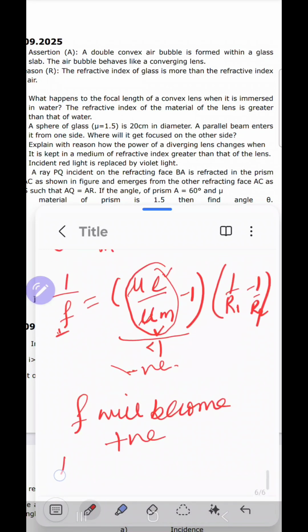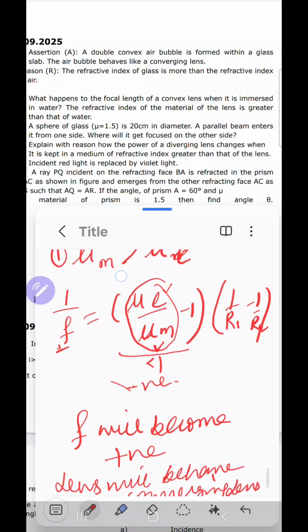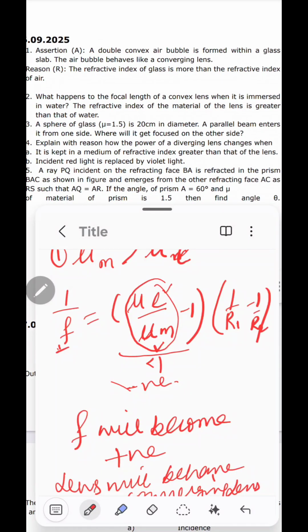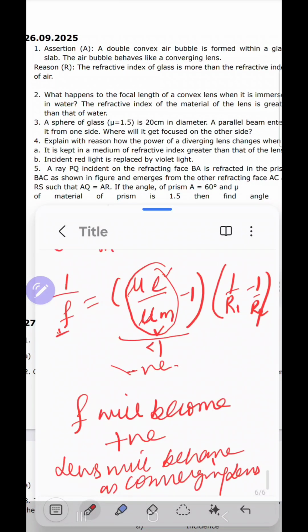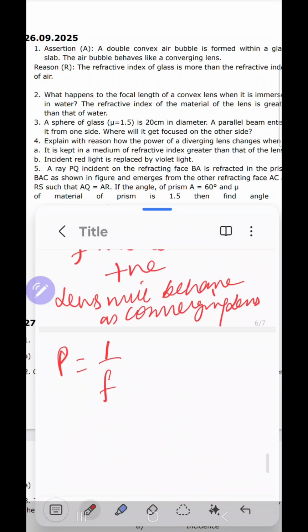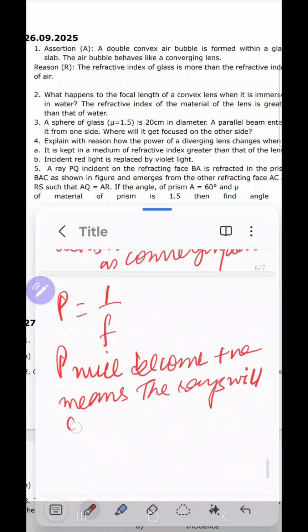So here the lens will behave as a converging lens. But here we have to find out, question number 4, how the power of the diverging lens changes. So here power would become positive as the focal length is becoming positive. We know that power is 1 over f. So power will become positive, means the rays will get converged.